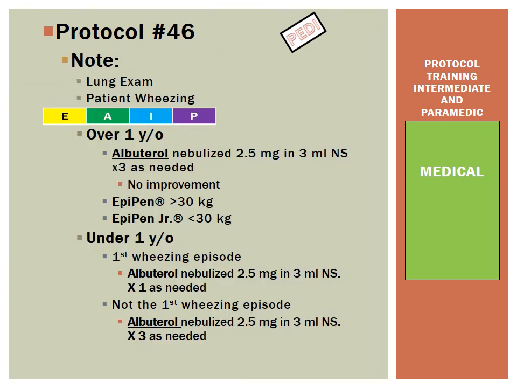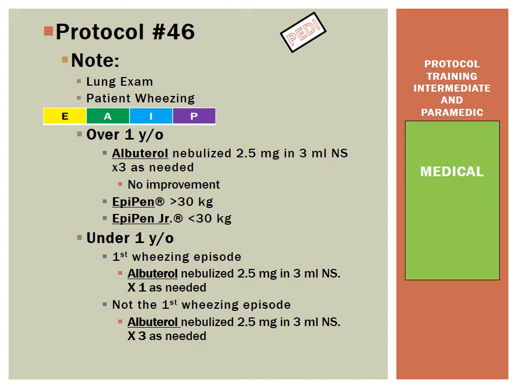Okay, so for our wheezing patient over 1 year old, all provider levels will be administering albuterol, nebulized at 2.5 milligrams in 3 mLs normal saline, times 3 as needed. If there is no improvement, the EMT will administer the EpiPen greater than 30 kilograms and the EpiPen Junior if the patient is less than 30 kilograms in weight.